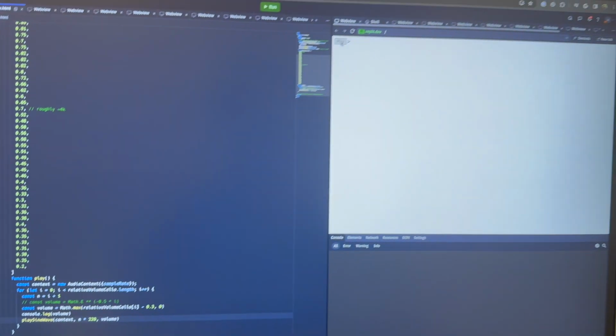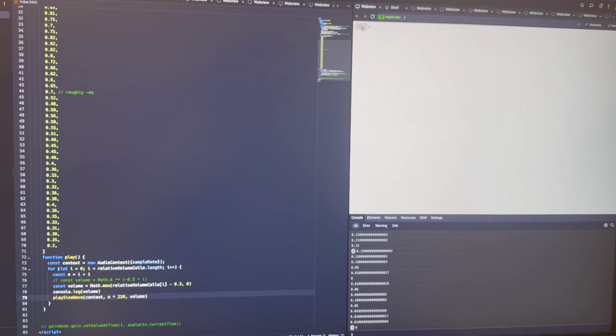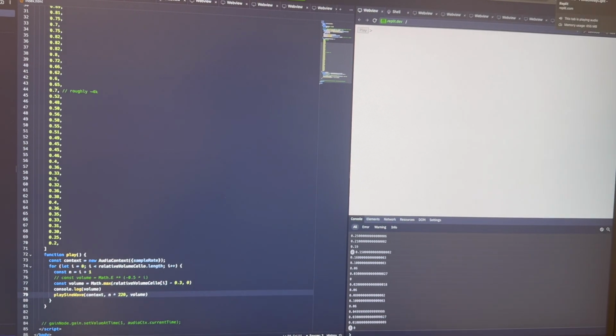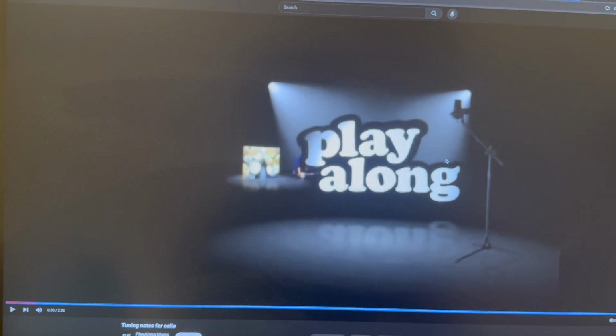And then if we play our computer generated one, it's rough, but it's there.